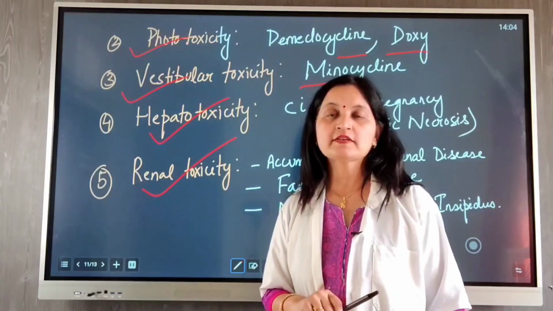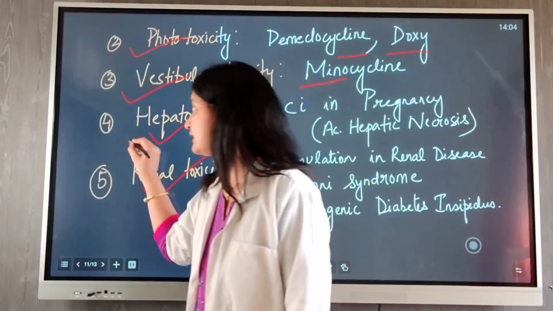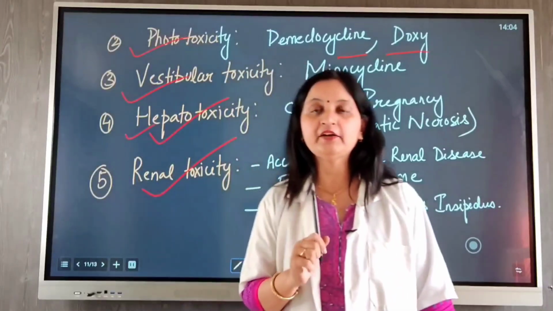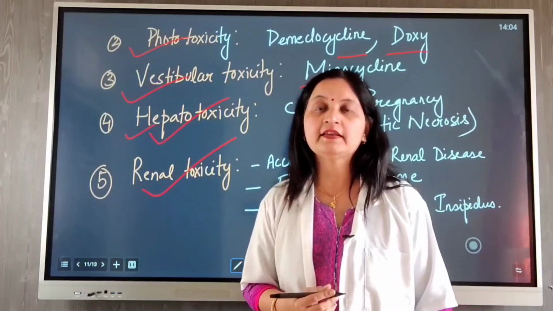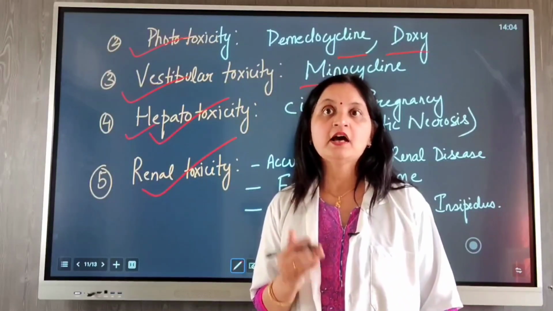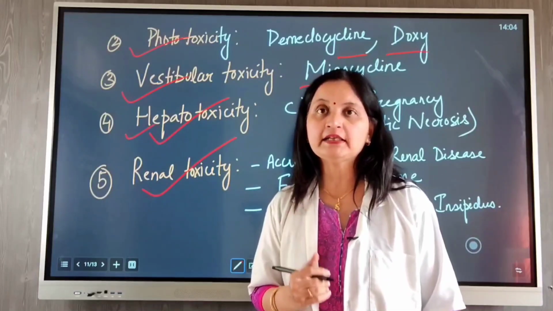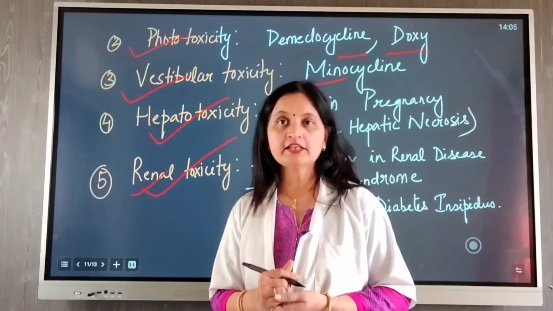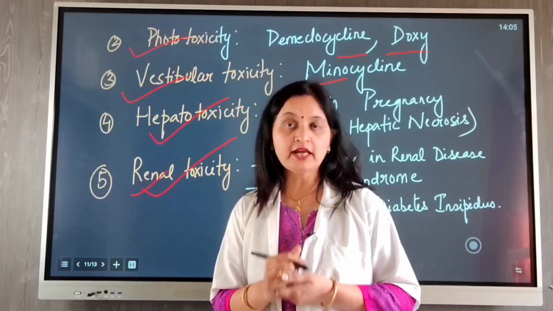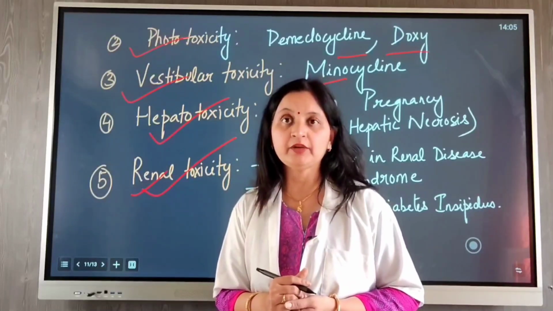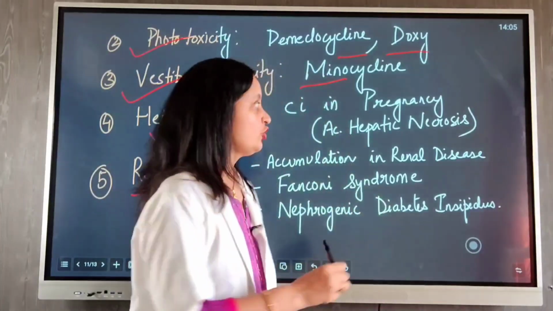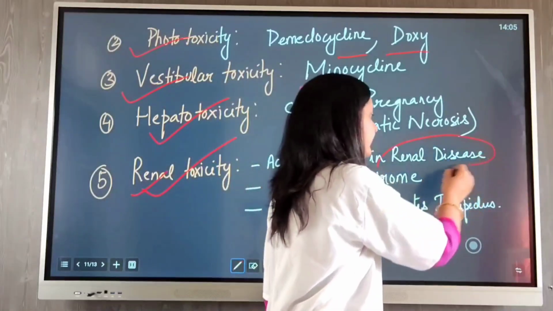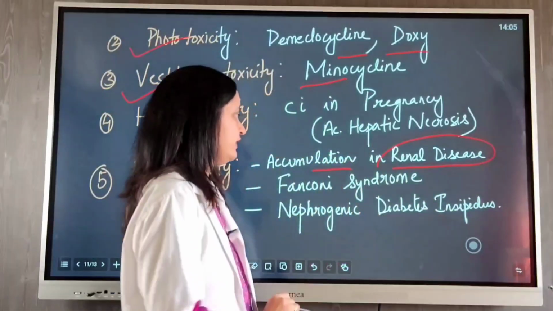The next type of toxicity, that is hepatotoxicity, is particularly seen in pregnant women. When tetracyclines are administered, it can cause fatal acute hepatic necrosis. So it is contraindicated in pregnancy. Next is renal toxicity. As we know, tetracyclines undergo rapid elimination through the kidney. So in kidney disease, tetracyclines accumulate to toxic levels.